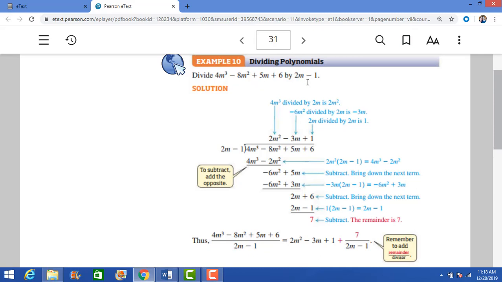Okay, we're going to divide this polynomial by this polynomial. And so what we're going to do is we're going to set it up like a long division problem. Okay, since we're dividing this by this, this is the divisor and this is the dividend. So we're going to divide this into this. Or in other words, we're dividing this polynomial by this polynomial. And so what we do is we say, okay, what do we need to have to divide?